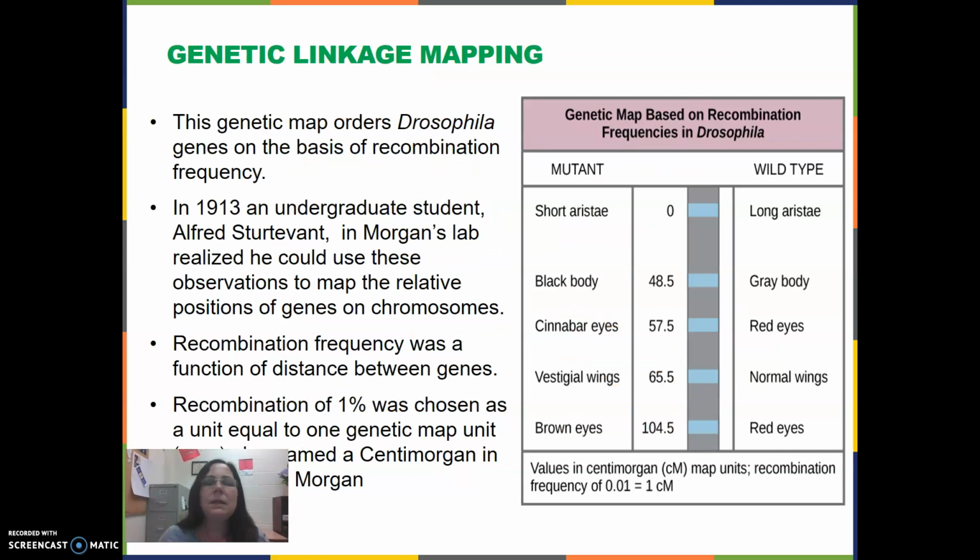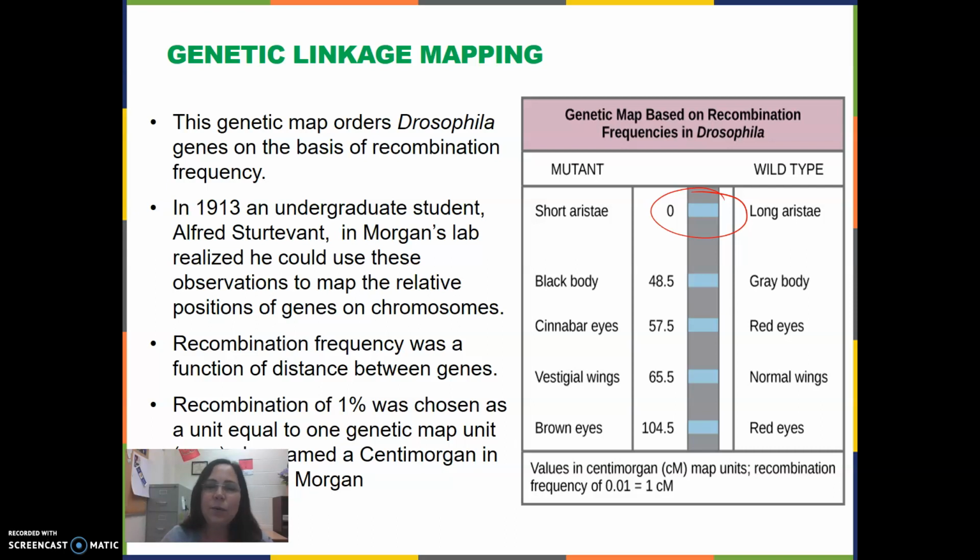So they used the frequency of crossing over to map the chromosomes of the fruit fly. They used those crossing over frequencies to show where the actual genes were located on the chromosomes. So they found out that the gene for Arista was located in one position on the chromosome. The Arista, by the way, just for your information, are little bristles on the end of the antenna. So they can either be short or long.